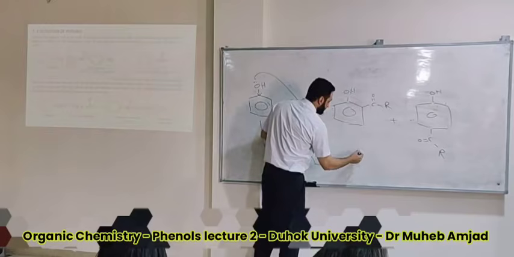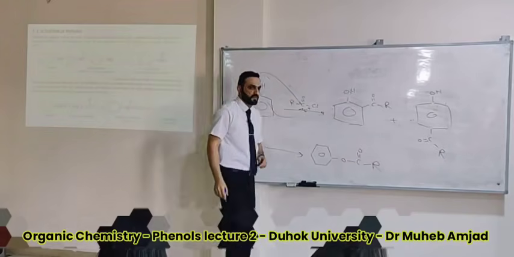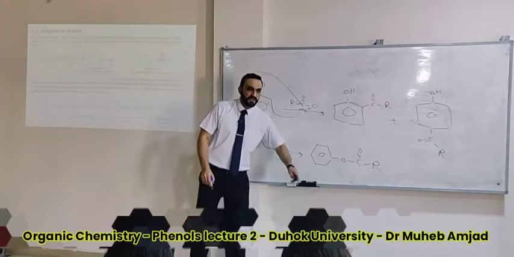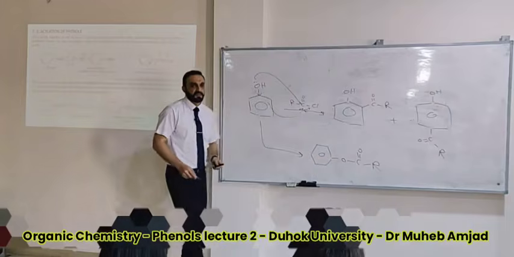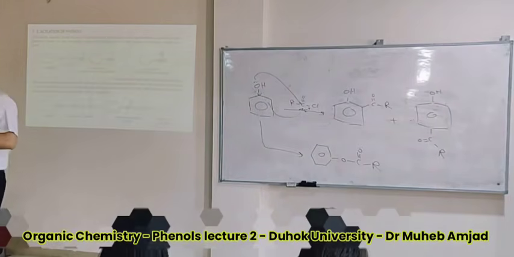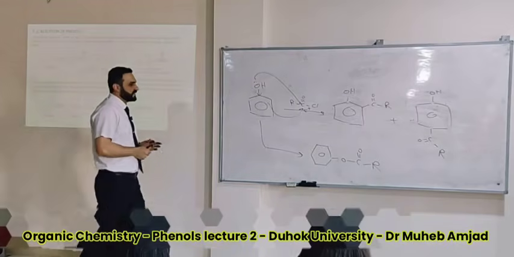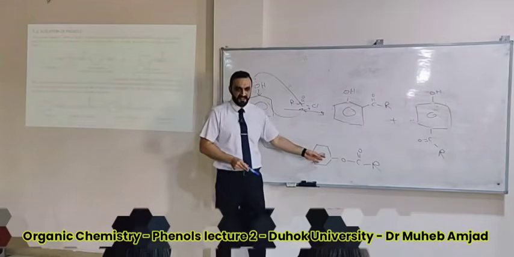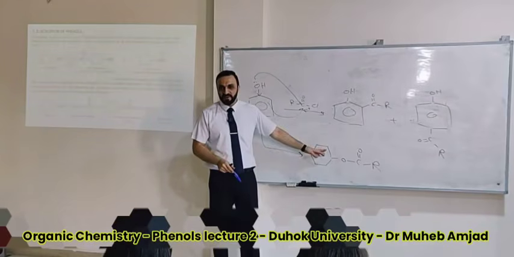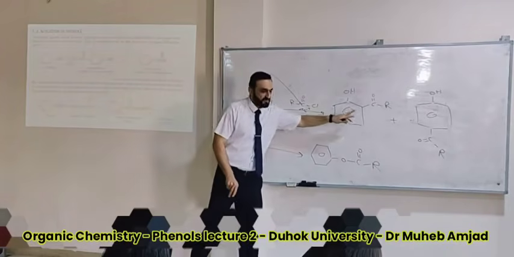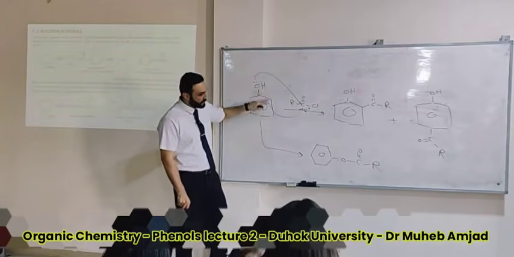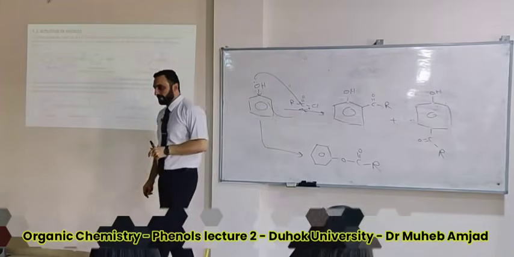Oxygen, carbonyl, R. Okay. Now, this compound, does it have a ketone? This one has a ketone. Or this, does it have an ether? Not ether. This, a carboxylic acid? No. Alcohol? No, not alcohol. Ester. It is an ester compound. So, if the acylation happens over the benzene ring, it gives you a ketone. If the acylation happens on the oxygen of the hydroxyl group, it gives you an ester.